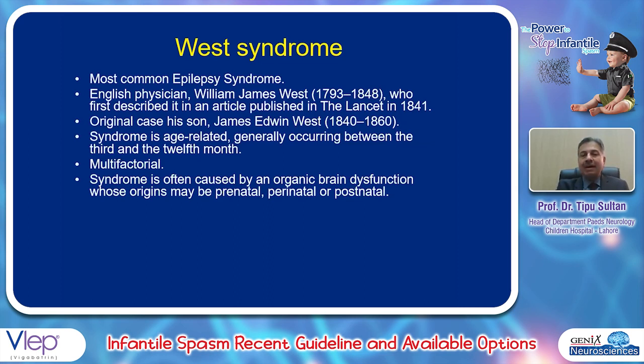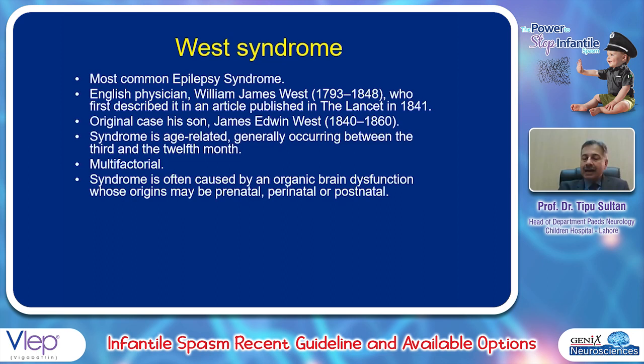If we go back into the history, an English physician, William James West, in the 19th century, first described this in an article published in 1841 in one of the most prestigious journals of medical literature, the Lancet. His own son, James Edwin West, who passed away in 1860 at the age of 20 years, was the first known patient of this infantile spasm, or West syndrome. That's why the syndrome has, since that time, been labeled as West syndrome. Definitely, it's an age-related disorder. Mostly it is in early infantile age, between a few months up to a year.